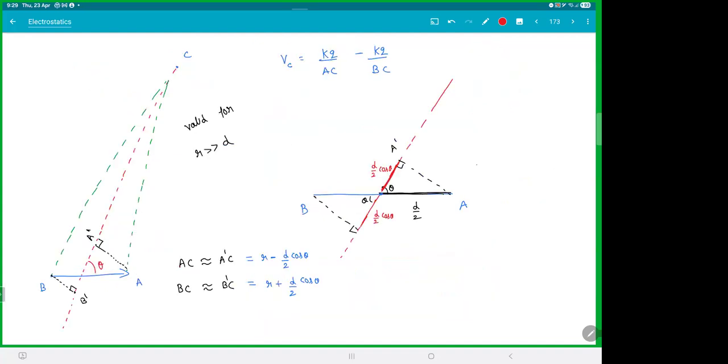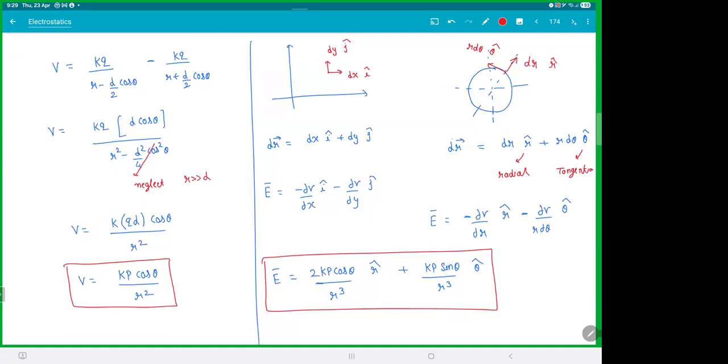So the first thing was the approximation. Since they're very far, I can do this approximation, which is reasonable. Once I did this approximation, I got AC and BC as r minus d by 2 cos theta, r plus d by 2 cos theta. I dumped it in the potential, simplified, I got the potential. From potential to field, I need to differentiate it. But here, things are changing in terms of r and theta. So I can't use a Cartesian differentiation, I have to use a polar coordinate differentiation. And this, you have a bit of an idea, which we encountered in circular motion. So yeah, we did it.